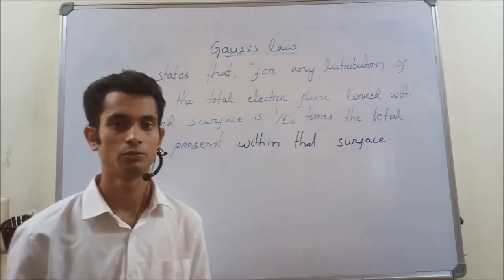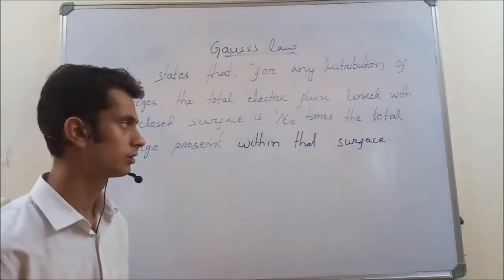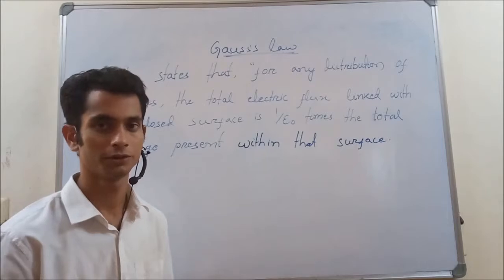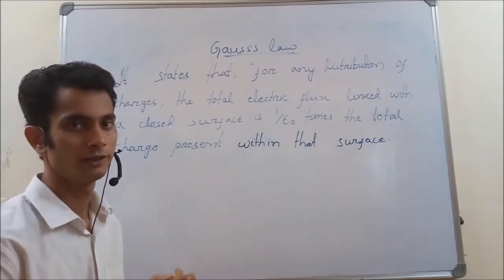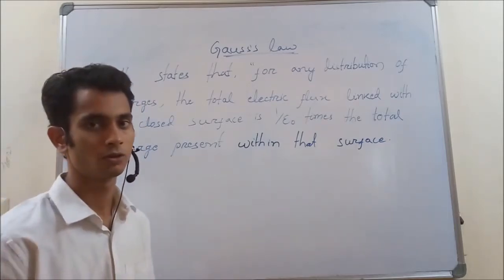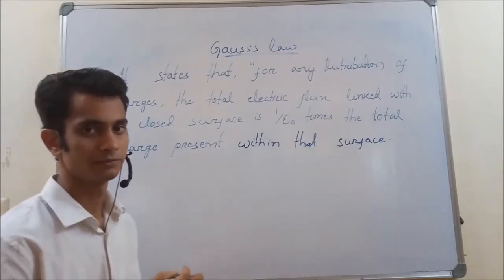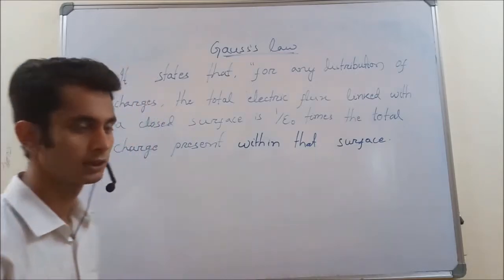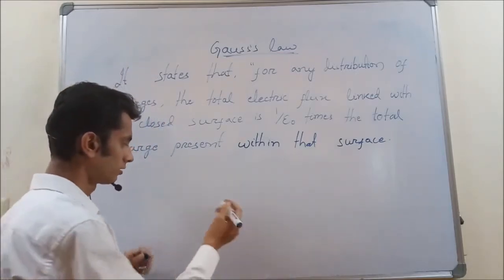In this video, we will discuss Gauss law. Gauss law states that for any distribution of charges, the total electric flux linked with a closed surface is 1 by epsilon 0 times the total charge present within the surface.